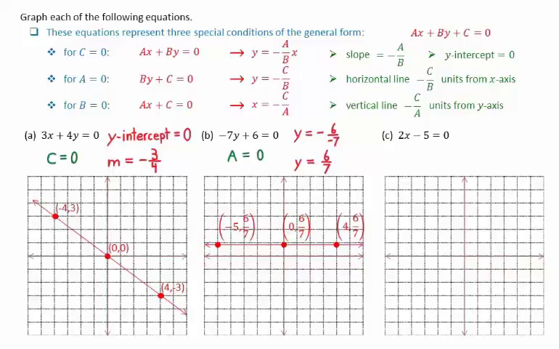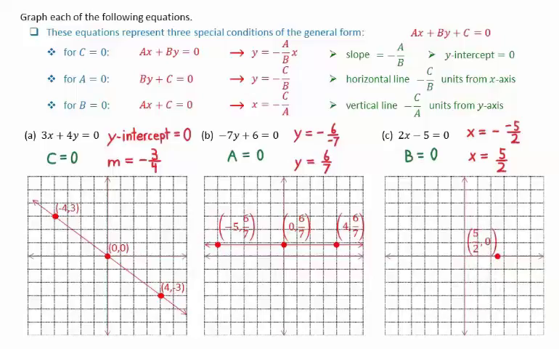For question C, here b is equal to 0 in general form. We then have x equals negative c over a, where c equals negative 5 and a equals 2. This corresponds to x equals 5 over 2. Note here that for any value of y, x is always equal to 5 over 2.